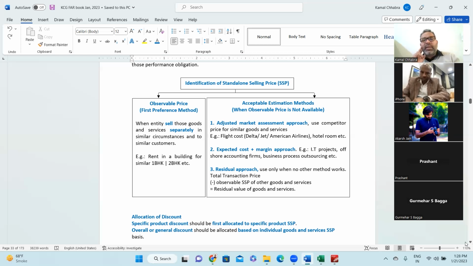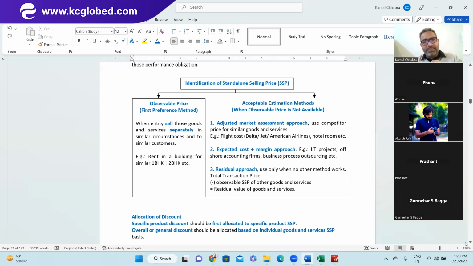So these are the methods of identification of standalone selling price of your products and services. The first one is the observable price, which is always the first preference. The second one is the adjusted market assessment approach, that's the second preference. The third one is expected cost plus markup, and if nothing applies, then only you go to the residual approach. Make sense?